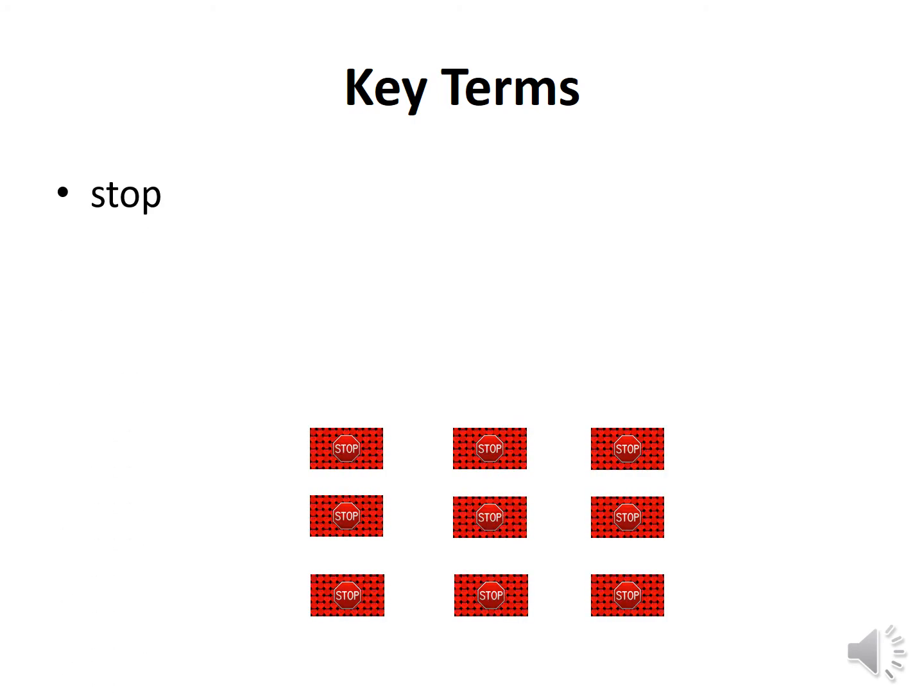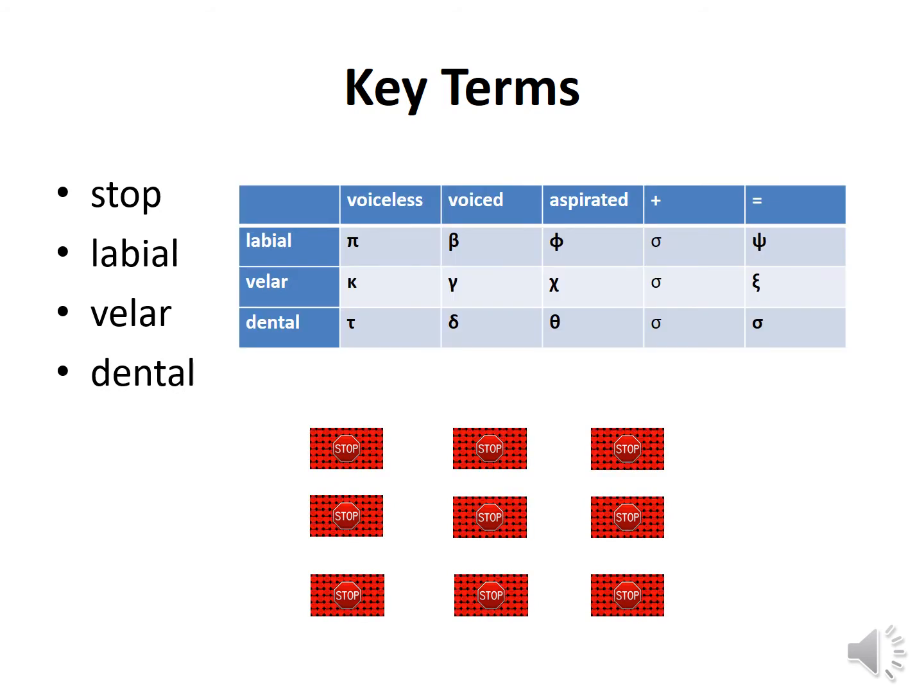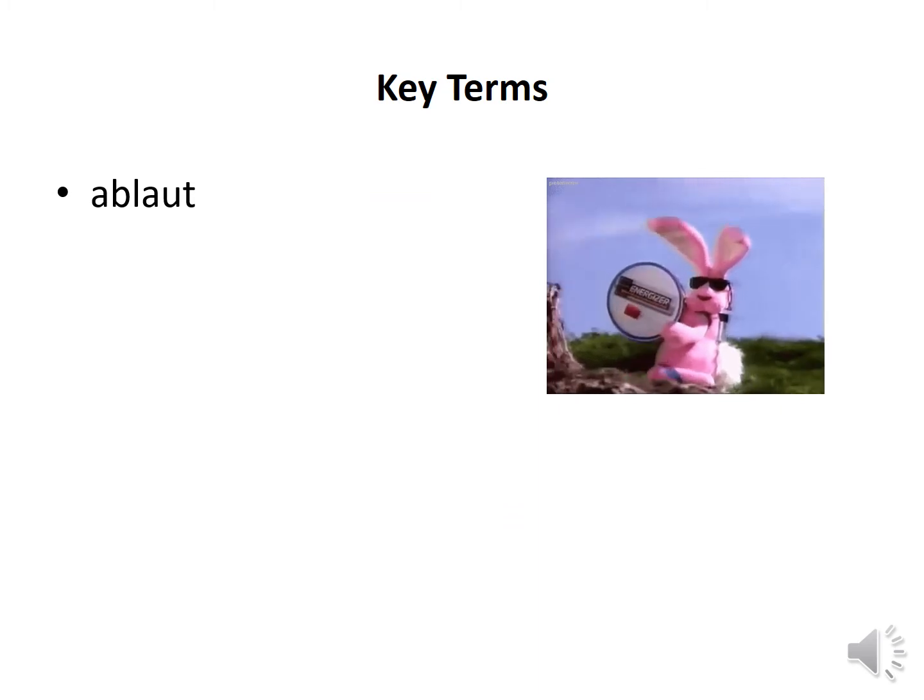Stops. Remember, there are nine consonants in the alphabet that are categorized as stops. They include labials, velars, and dentals. The reason these are important is because they do something very specific when they are combined with a sigma. A labial combined with a sigma gives you a psi. A velar with a sigma is a xi, and with a dental and a sigma, the dental drops out and you get a sigma. This is important in the third declension, as well as in the future tense and the aorist tense of verbs. Yes, it just keeps going.